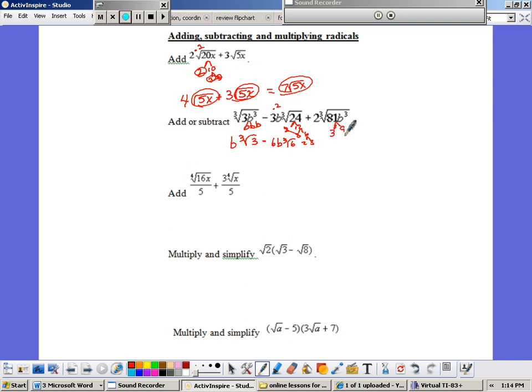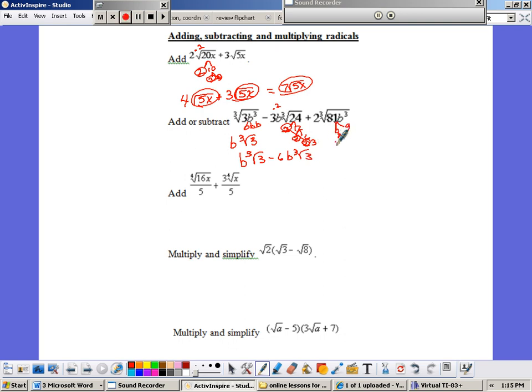81. 3 and 9. How about 9 and 9? 3 and 3. 3 and 3. You know what? I need to go back to that last one, because I made the mistake, which a lot of you are going to, which is I forgot that I need 3 of a kind to get out and not 2. So I had 2 and 12, 2 and 6, 2 and 3. So I need to take all these 2s out, times 2. So b third root of 3 minus 6b third root of 3.